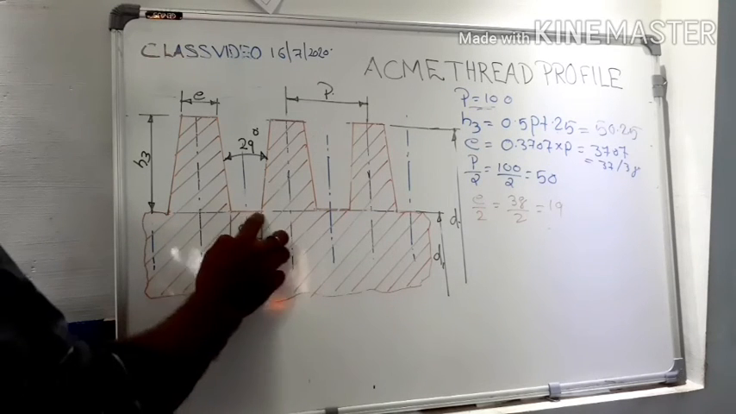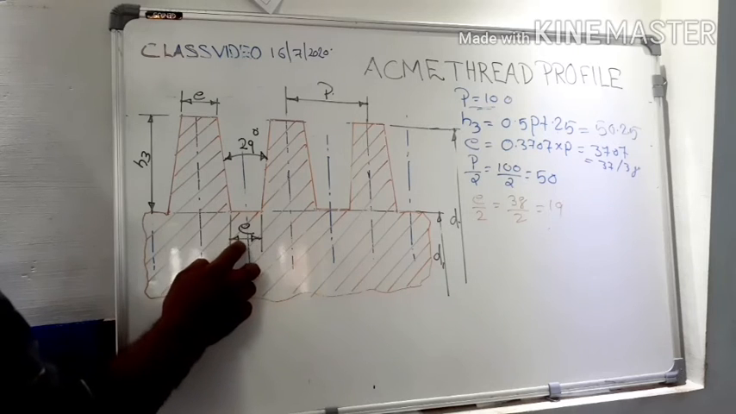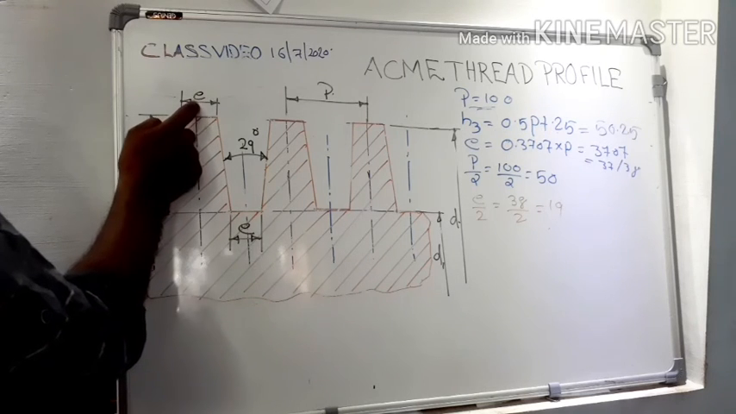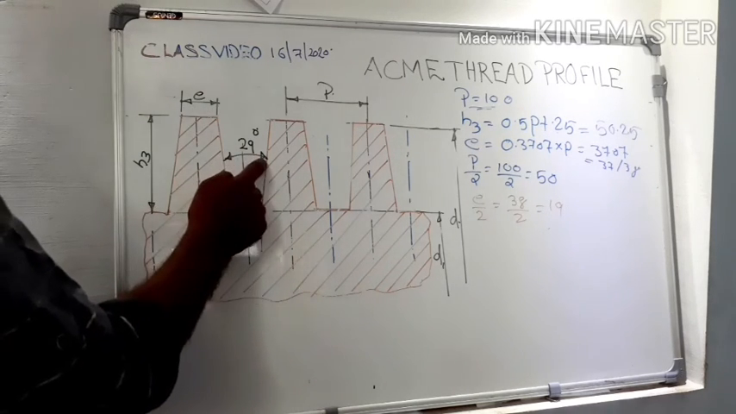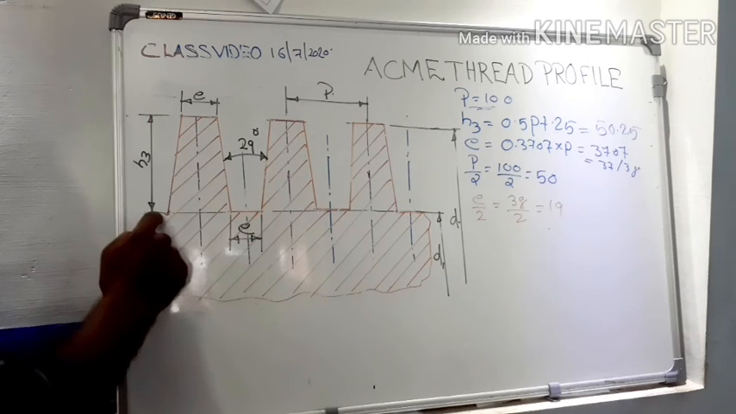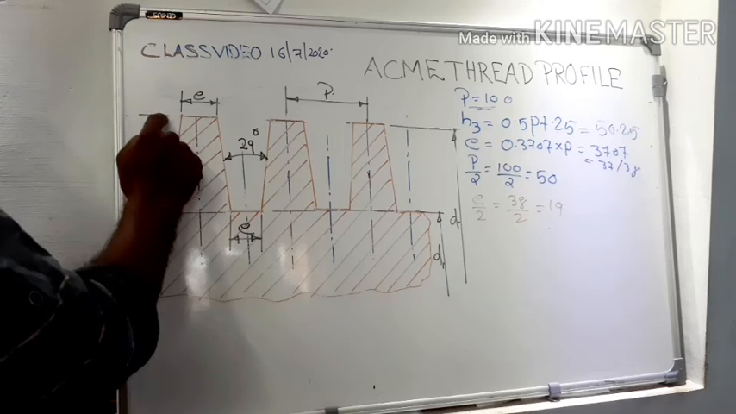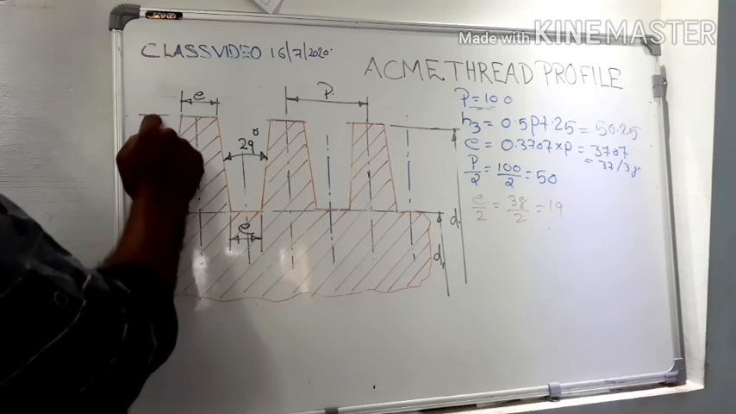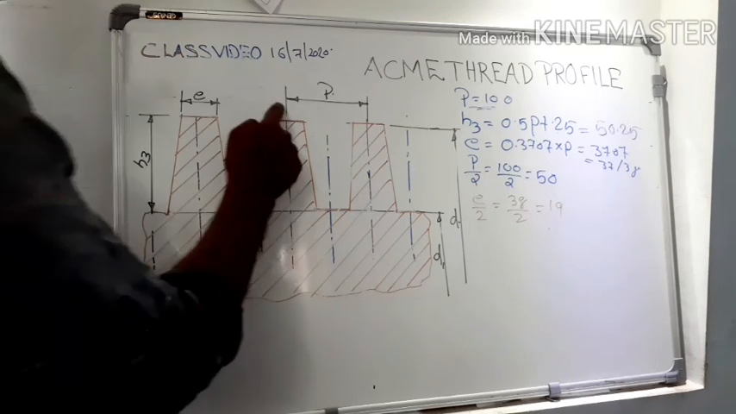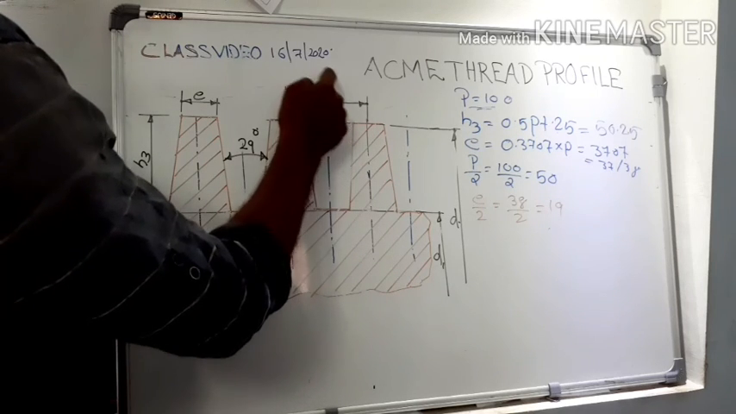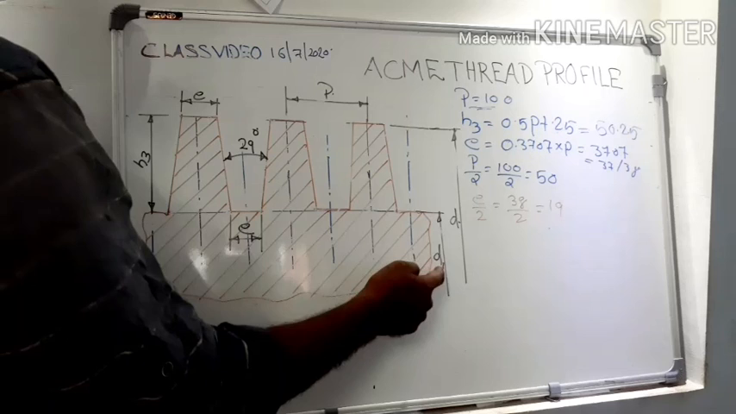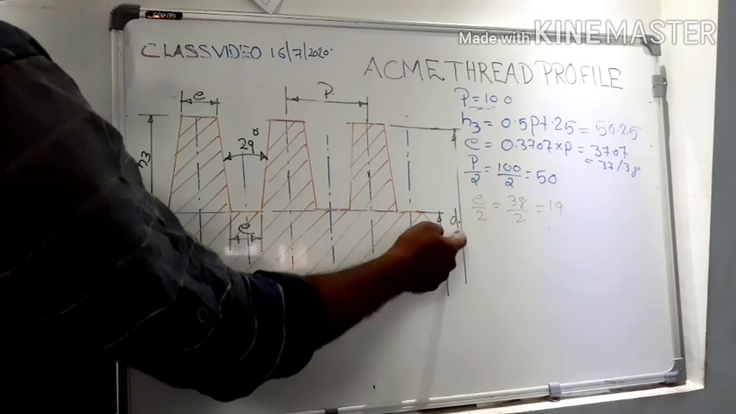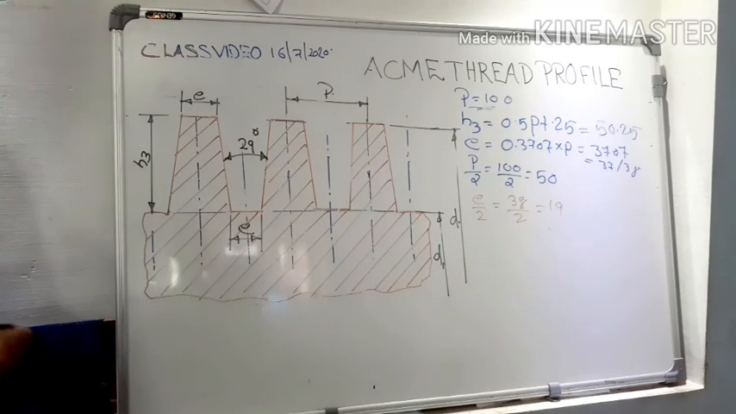The root distance, the flat distance, is marked here and denoted by the letter E. In the same way, the crest distance is also denoted by the letter E. The included angle is 29 degrees, and the depth of thread, the perpendicular distance between the upper and lower surface, is marked by H3. The center to center distance is marked P, that is our pitch. The minor diameter is marked D1 and the major diameter is marked D. Now we have completed our thread profile.